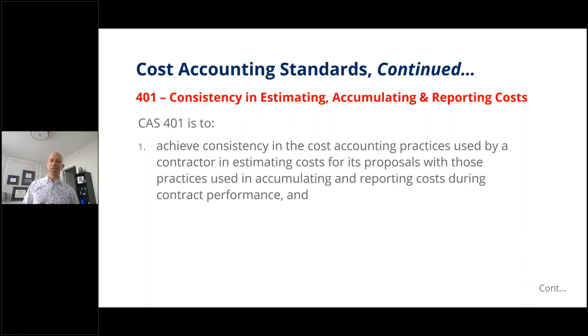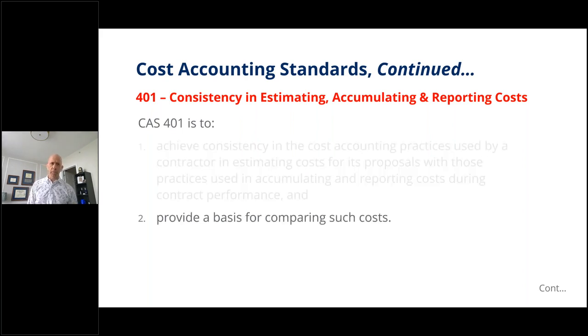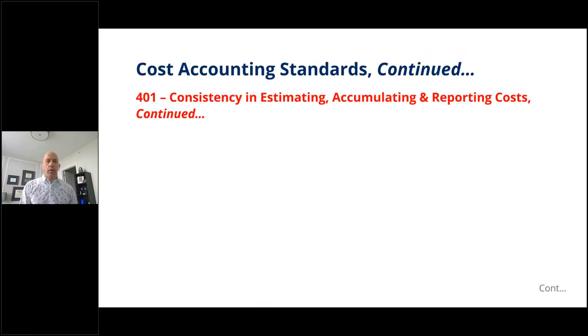Now, is that necessarily a violation of CAS? We could argue about that. But I think what you can see here, from a best practice approach, is that if you made sure the way you were collecting and accumulating costs aligned with the way you were proposing costs, there's a much greater chance that you would not have missed something and put yourself in a situation where you'd be losing money on a contract. One of the other things with CAS 401 is that it provides a basis for comparing those costs. Again, all about consistency there.